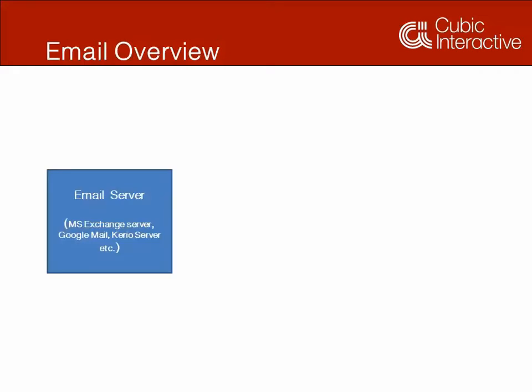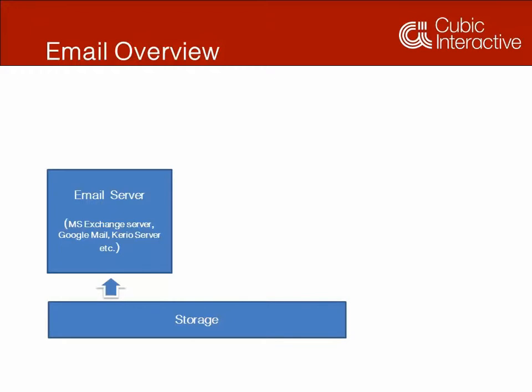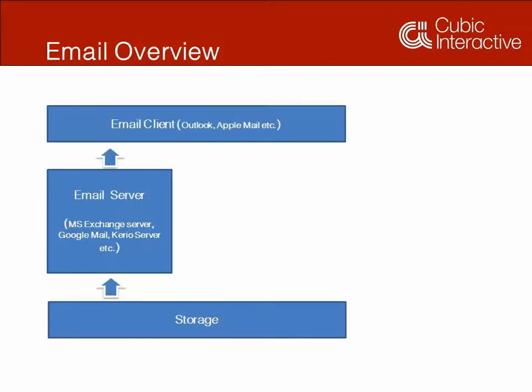So before we start to look at an email management solution, I'm just going to take you through an overview of a typical email environment. So there would be an email server, so something like MX Exchange server, which would be used to store and then forward on those emails. The email server would require some form of storage, whether that be an in-house physical server or a virtual server. And then an email client such as Outlook to be able to read and then send those emails.